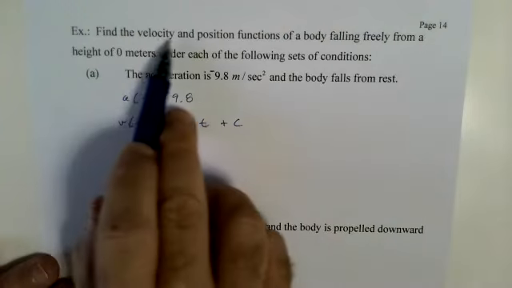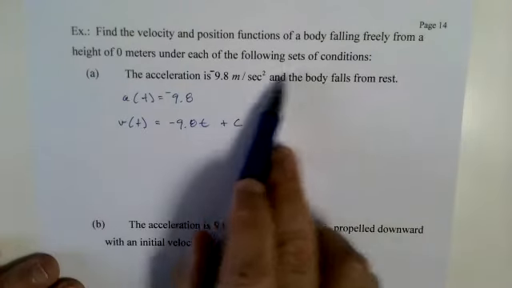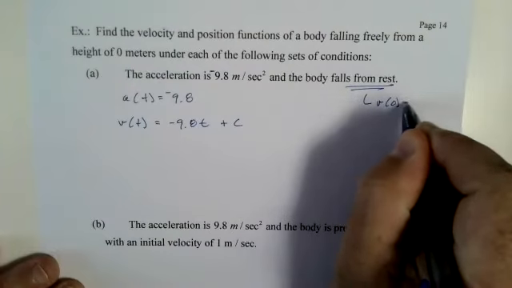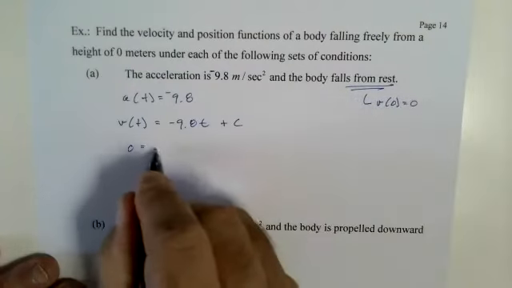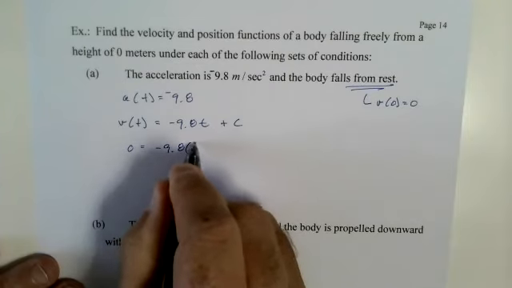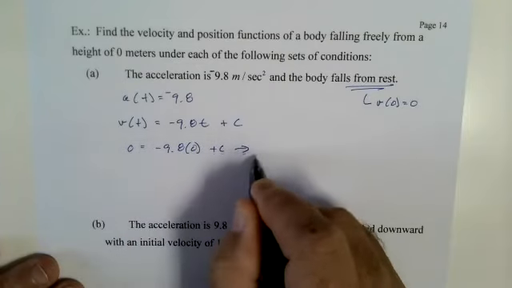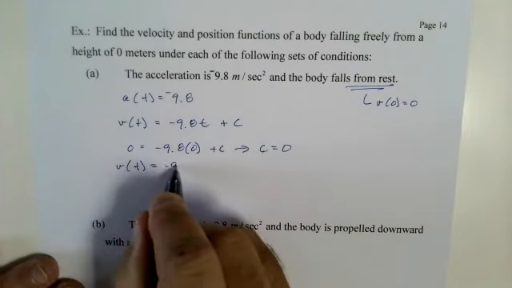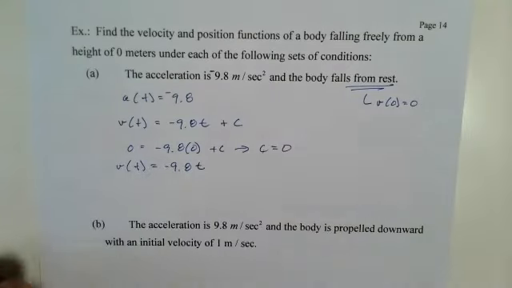Well, I happen to know that the velocity falls from rest. Velocity at time 0 equals 0. So 0 equals negative 9.8 times 0 plus c. c equals 0. So my velocity is negative 9.8 t. Turns out that constant, which I didn't know, is 0. How about the position function?